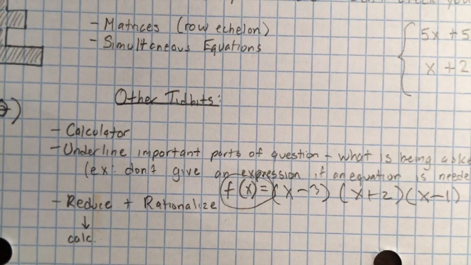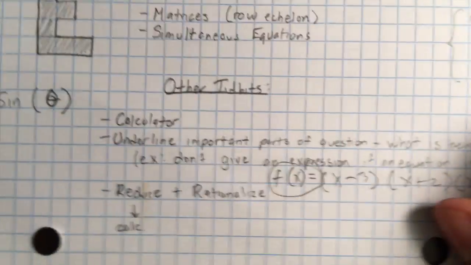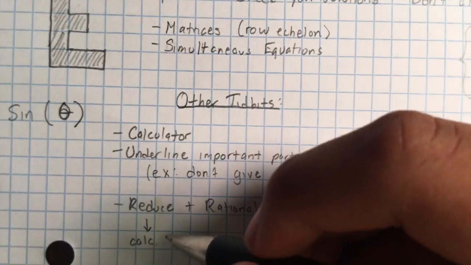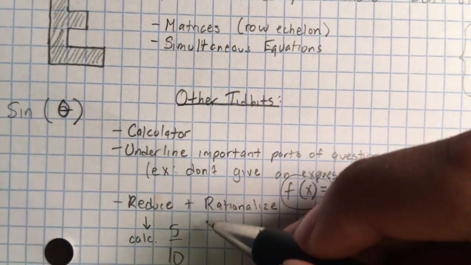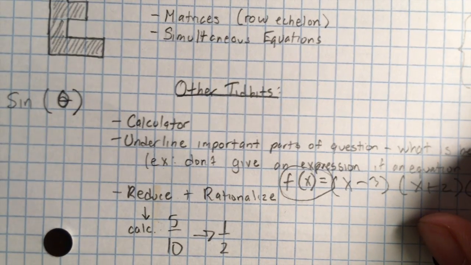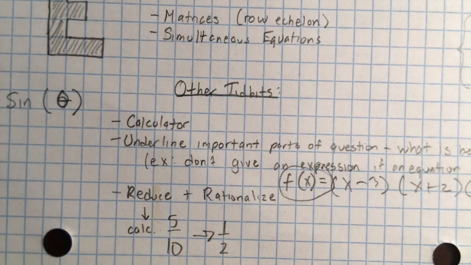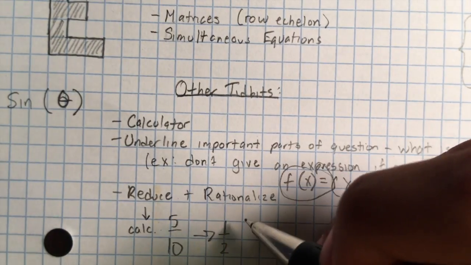The next point, which is very important, is reducing and rationalizing. So reducing is, let's say I had a fraction, 5 over 10. It's obvious this is 1 over 2. But let's say I had a more complex fraction. I can't think of one off the top of my head. Let's say I had 96 over 64.